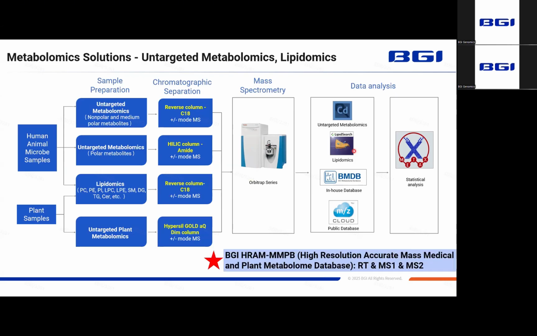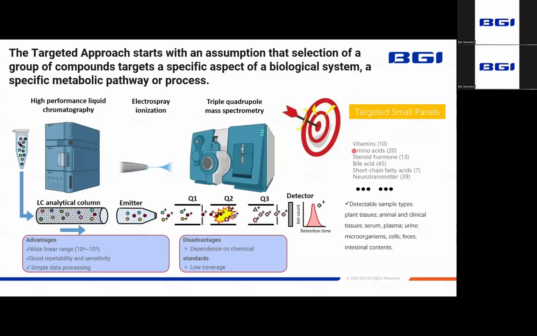So this means that these identification results have very high reliability. Going back to the other type of analysis, the targeted approaches. It starts with an assumption, selecting a group of compounds and targeting a specific aspect of the biological system. When you already know which pathway you are interested in, targeted metabolomics is the right choice. For example, the energy metabolism pathway or all the neurotransmitters. It in general covers less than 50 compounds.